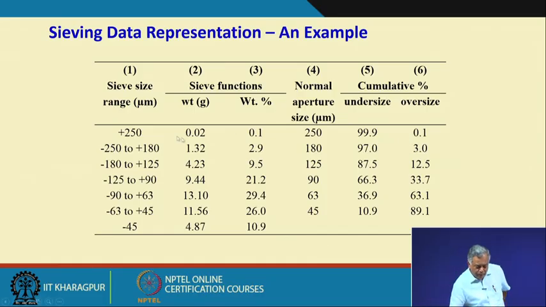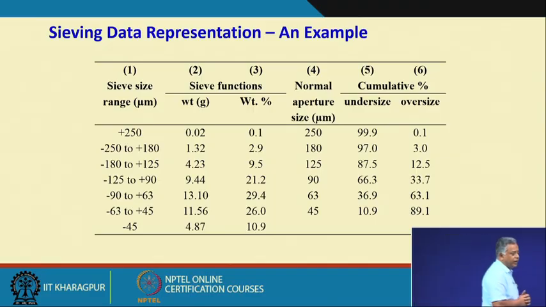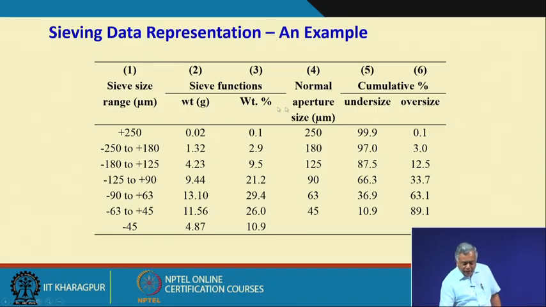Now, this is the weight percent, that is a plus 250, that means this. Let us discuss only the weight percent: out of the total population only 0.1 weight percent of material was retained at the 250 micron sieve. So how much passed through that 250 micron sieve? It is 100 minus 0.1, that is 99.9%. That is what I am writing here, that is your undersize percentage.